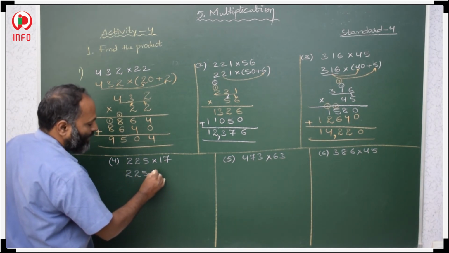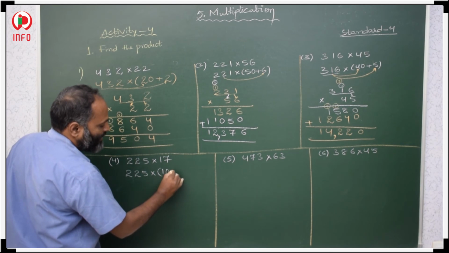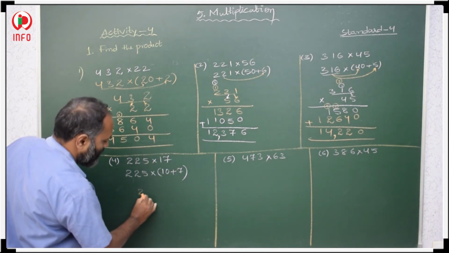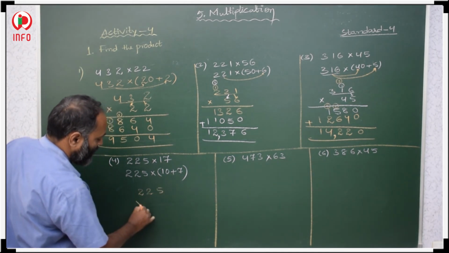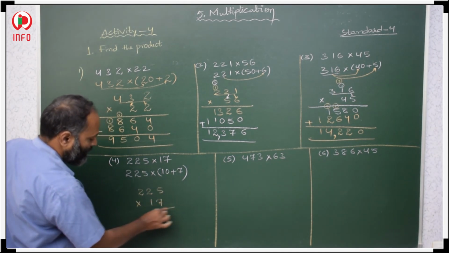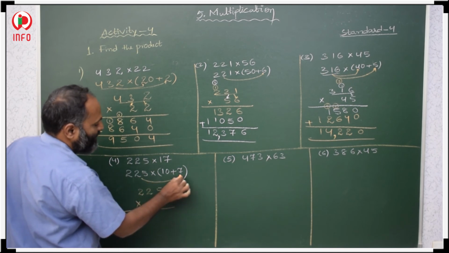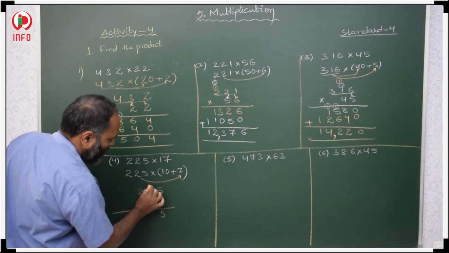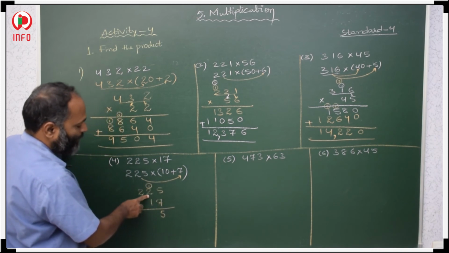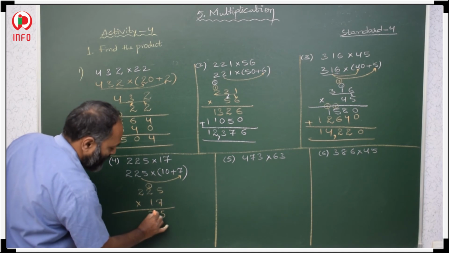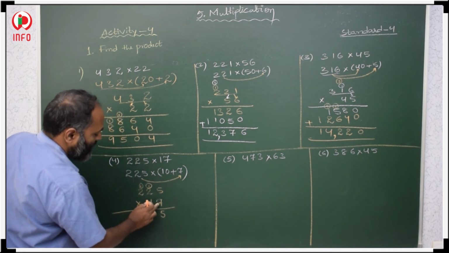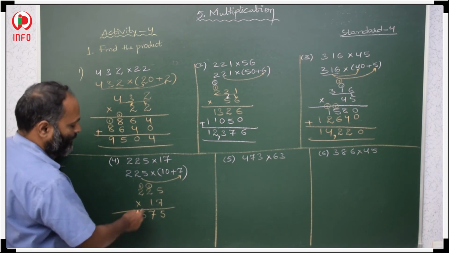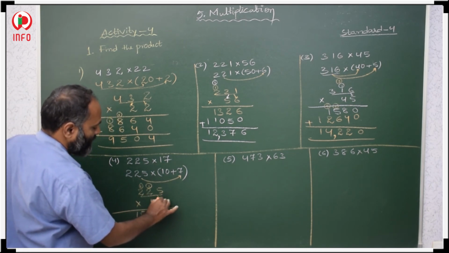Now 225 times 17 means 10 plus 7. First you have to multiply 225 with 7. 7 5s are 35 and 3 here. 7 2s are 14 plus 3, 17 and 1. 7 2s are 14 plus 1, 15. Now with 1. 225 with 7 is over.